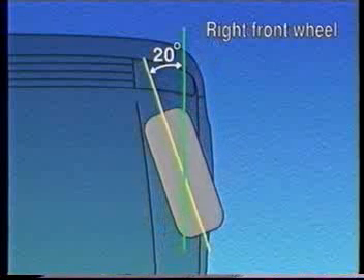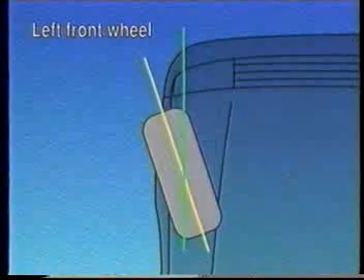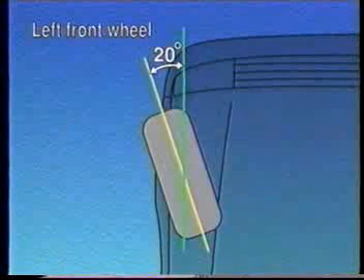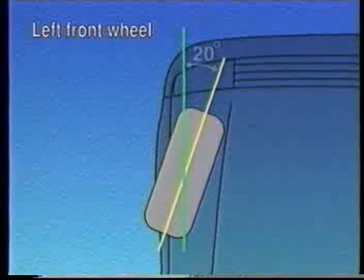Then turn the wheel to the left by 20 degrees and take readings of the scale. For the left front wheel, turn the wheel to the left by 20 degrees and use this as the reference. Then turn the wheel to the right by 20 degrees and take readings of the scale.